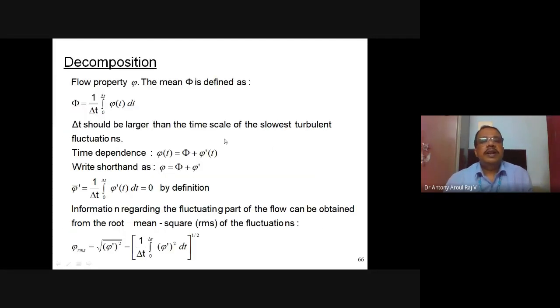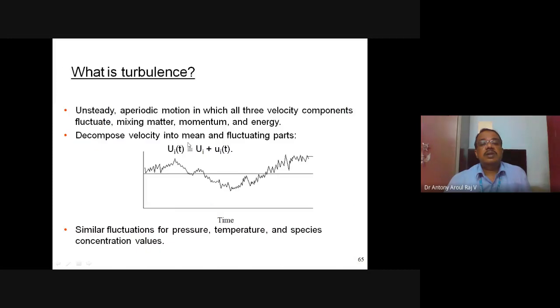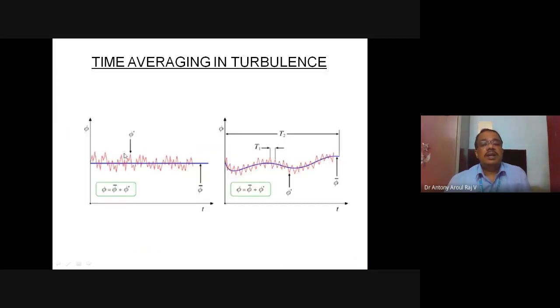So now when I try to find the mean of this fluctuation, how do I do it? I have to go for time integration, that is 0 to delta t, phi of t dt, times 1 by delta t. So that means I have to do the integration of this.